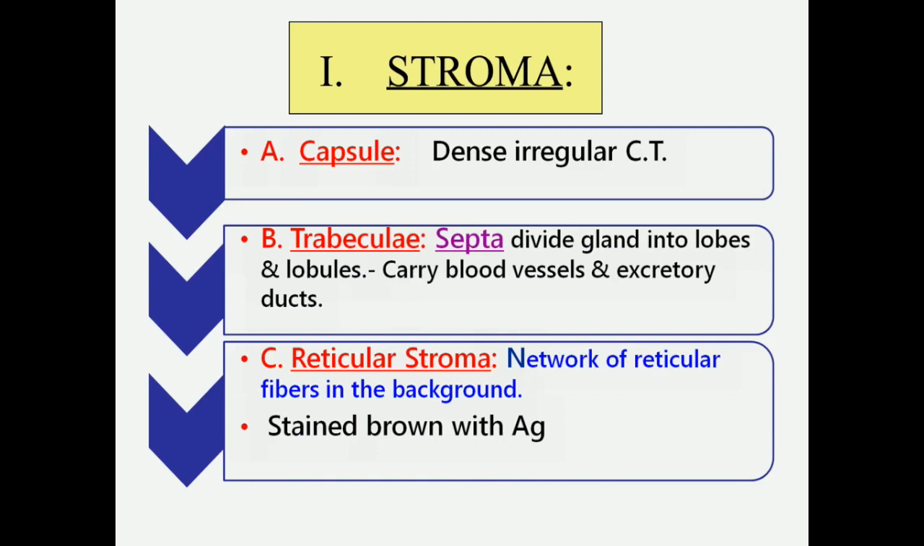Don't forget that the connective tissue stroma contains cells. The most important to remember is the plasma cell. These plasma cells produce immunoglobulin A, together with the secretory cells of the acini.